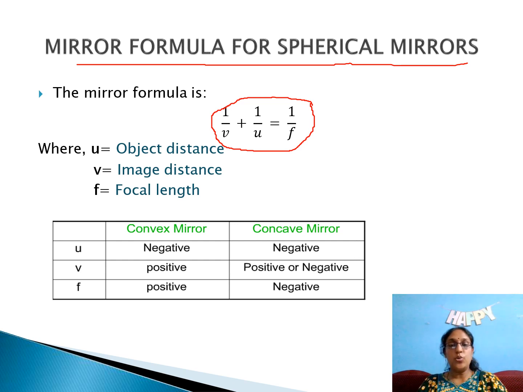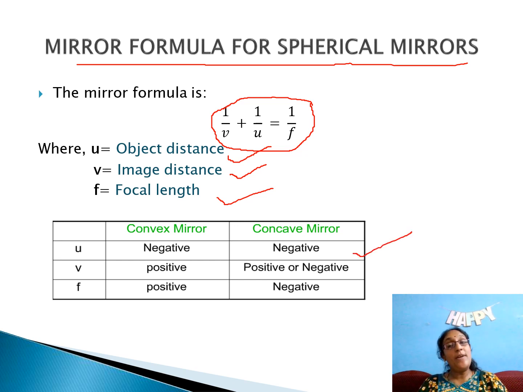What will be your u? u is the object distance. What will be your v? v is the image distance. What will be your f? f is the focal length. Now the sign convention is what we are coming to here. For a concave mirror, where is your object placed actually? Most probably towards the left side, right? So your sign will be negative, as in the cases before on the slides.